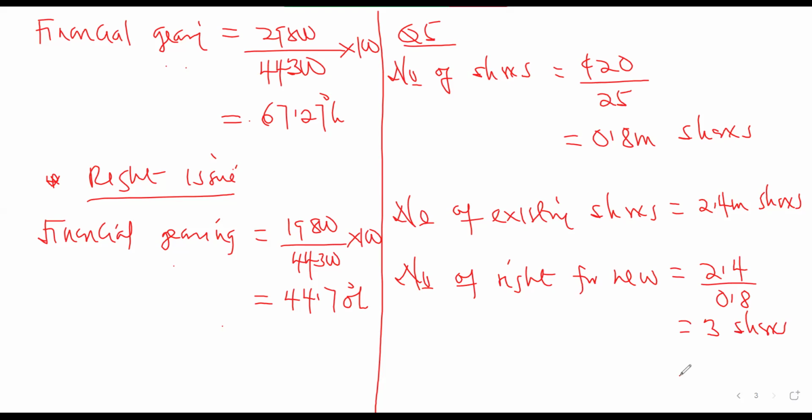So you bring 3 rights, which are the existing shares. The right is the existing shares. If you are not an owner, you cannot subscribe to the rights issue. So you having the existing shares is the right that you have. So 3 rights for what? 1 new share under the rights issue.